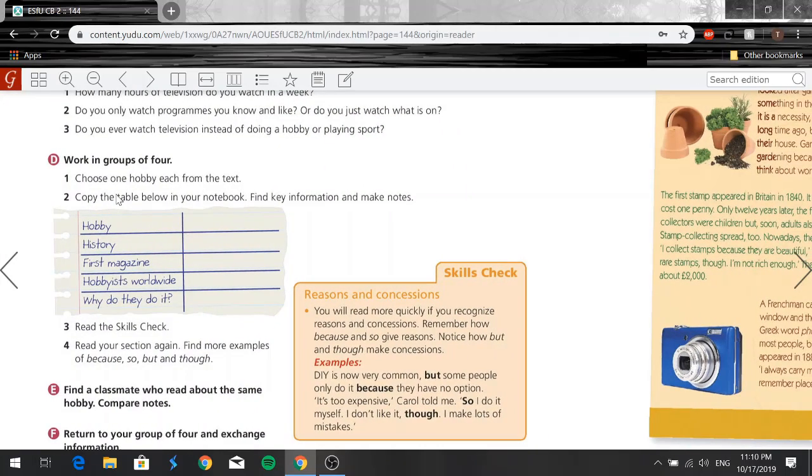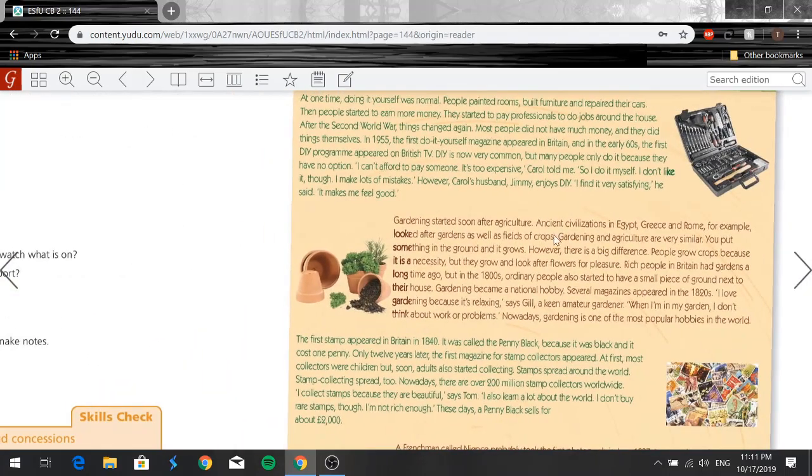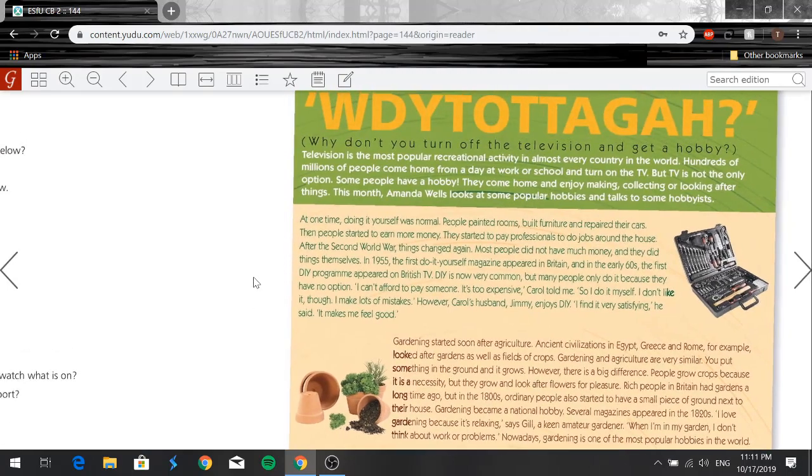Again, work in groups of 4 if you're in class. Choose one hobby from each of the texts. So now we'll have to read the text here. We're going to read about the different hobbies, and then we're going to choose one and write some notes about it. Okay? So here we go.